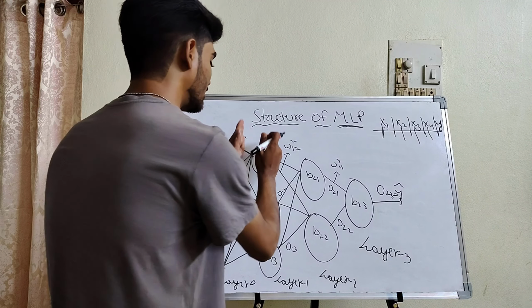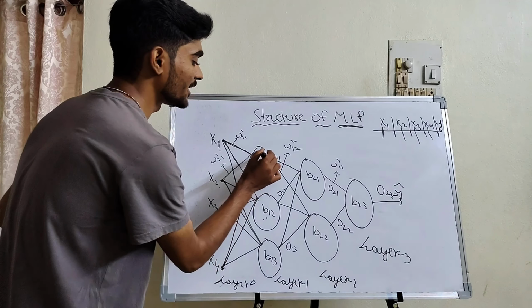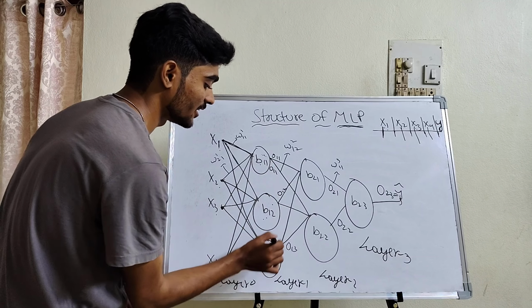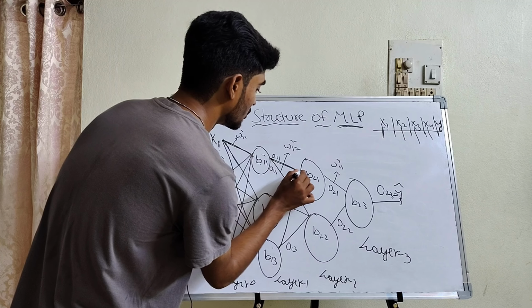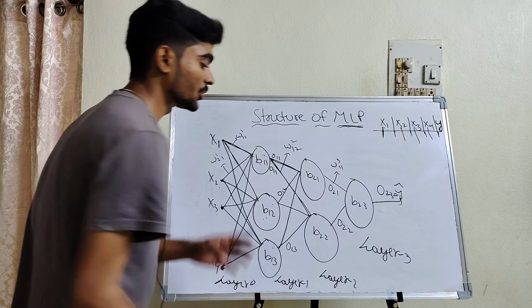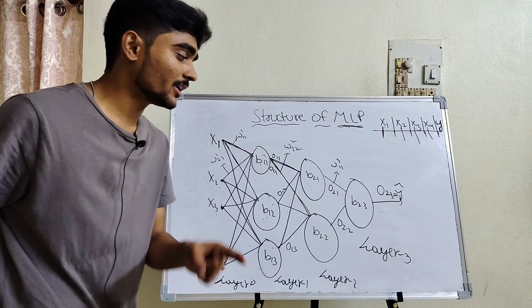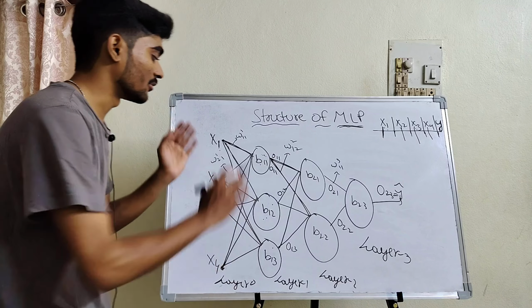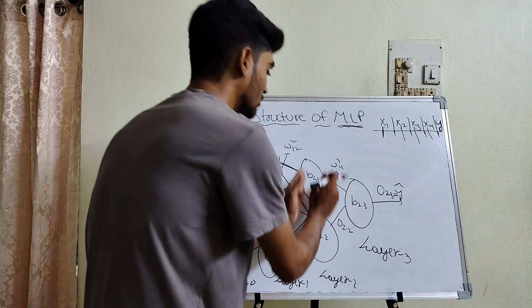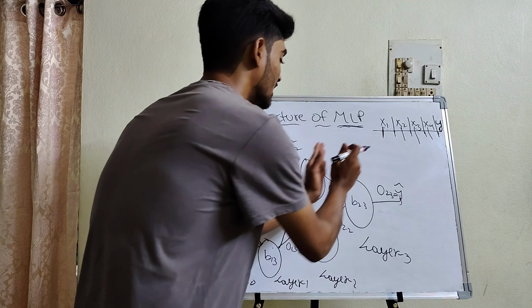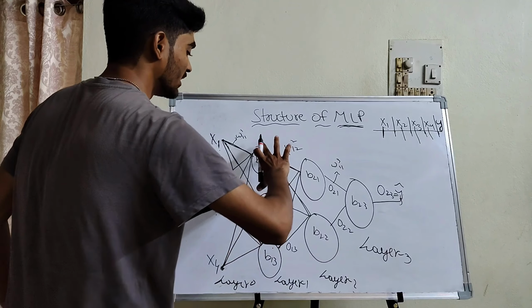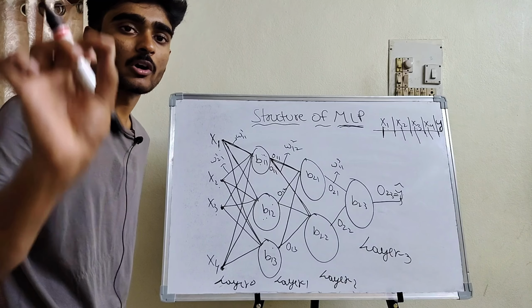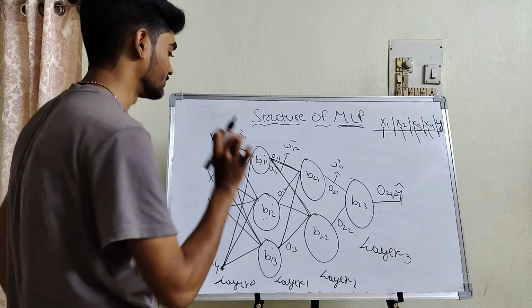After the input data has reached here, some mathematical calculations are done corresponding to each node, and from here the input data goes to the next layer. As we have said, a multi-layer perceptron is a feed forward artificial neural network. From here our input data has gone here, from here again it will go here, and the output is calculated. In each and every node, the corresponding mathematical calculations are done.